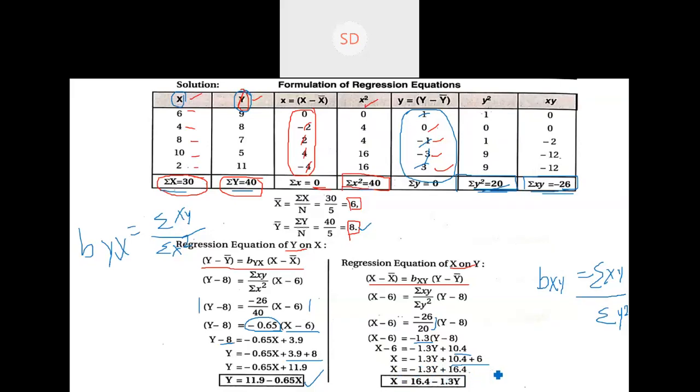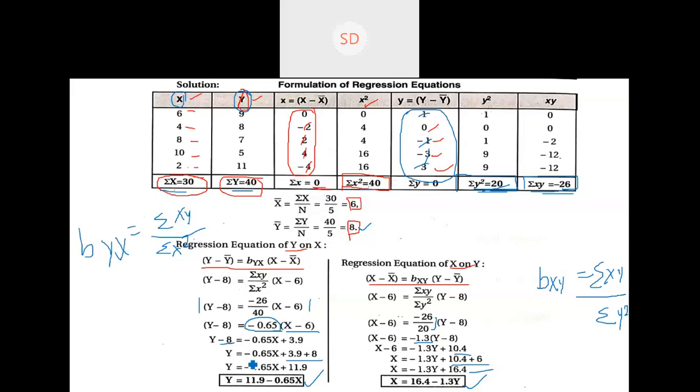Okay, so this is our second equation. Now let us put the positive number first. So our actual second regression equation, that is x on y, will be x is equal to 16.4 minus 1.3y. Okay, so this is the first equation, that is y on x. So for y on x you will have y is equal to, and for x on y you will have x is equal to. So don't get confused. If you understand with small detailing here, you will be able to differentiate between two equations.